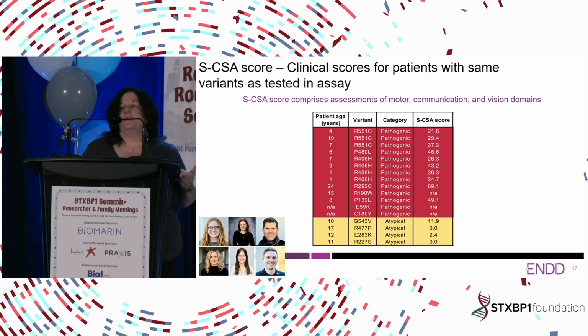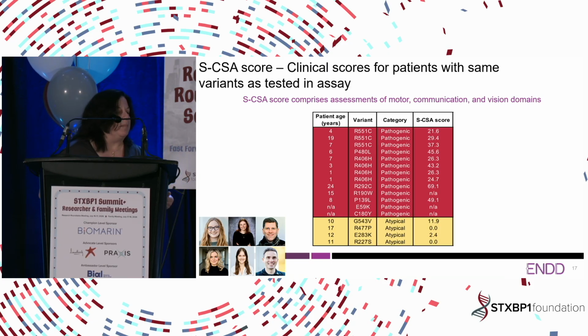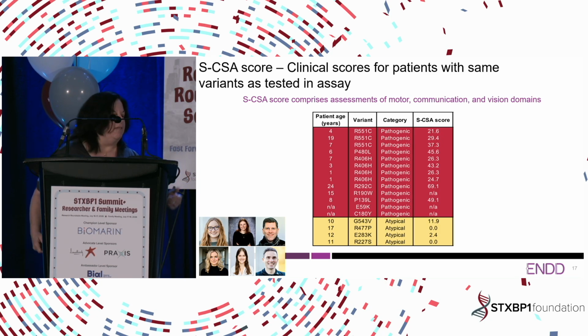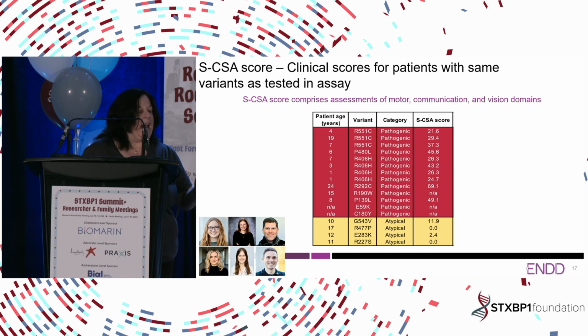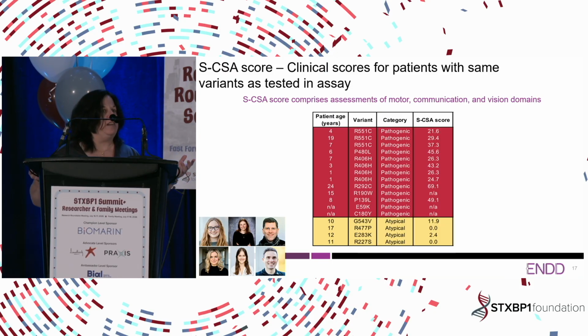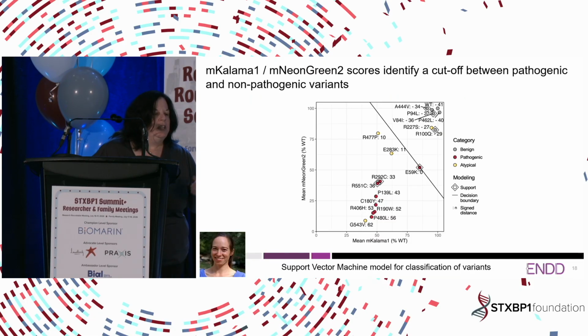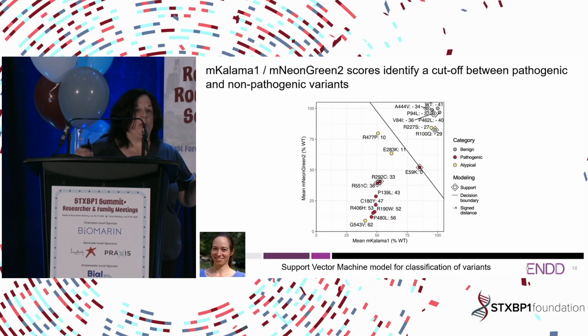Now we have clinical scores that were provided from our clinical team. The clinical scores are assessments of motor, communication, and vision domains. And each one of the patients seen in the clinic were scored. Just so you know, we had, for instance, multiple R551C patients, and all of them were assessed. Janine then went ahead and created a support vector machine learning model for classification of the variants.